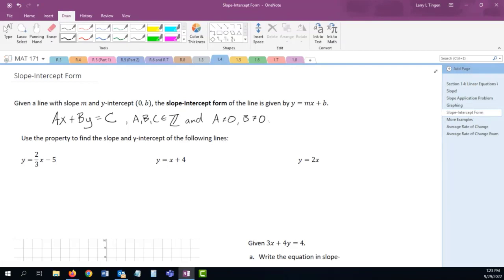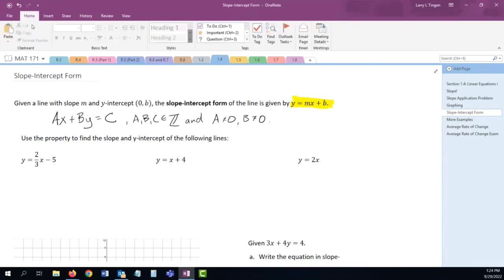All right, now if you take a linear equation and write it in the slope-intercept form, which is y equals mx plus b, then it turns out the slope and the y-intercept are sitting right there for the taking. So if you take a general form line and you solve it for y, I would subtract ax and then divide everything by b, and I would then have my slope-intercept form.